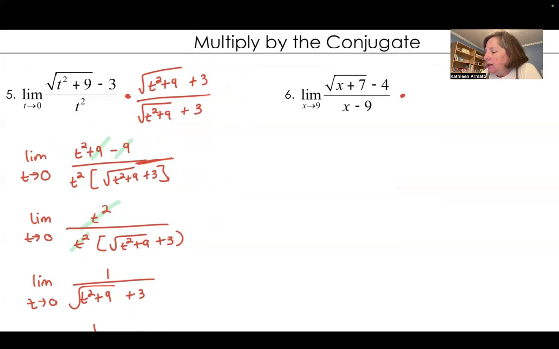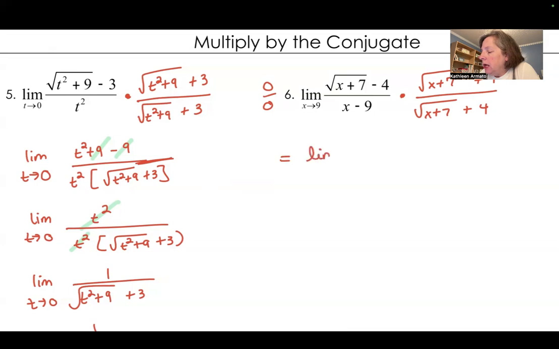Again, if you plug in 0, you get the square root of 7. Oh, excuse me, 9. 9 plus 7 is 16. So we get 4 minus 4. So this is 0 over 0. Remember, if it's not 0 over 0, you can just do direct substitution. All right, so we multiply by the conjugate of the term that has the radical. That just means change that sign in the middle.